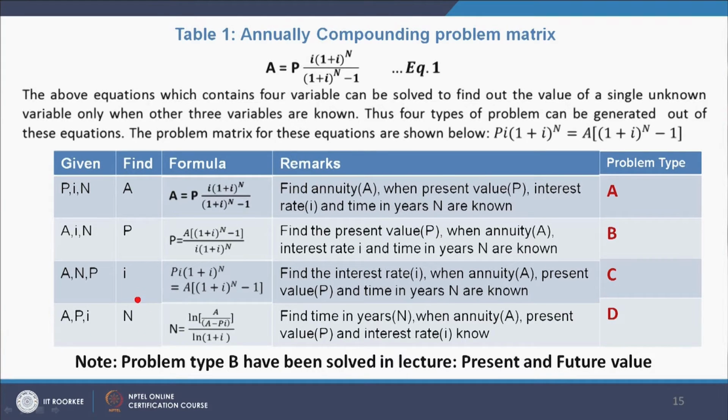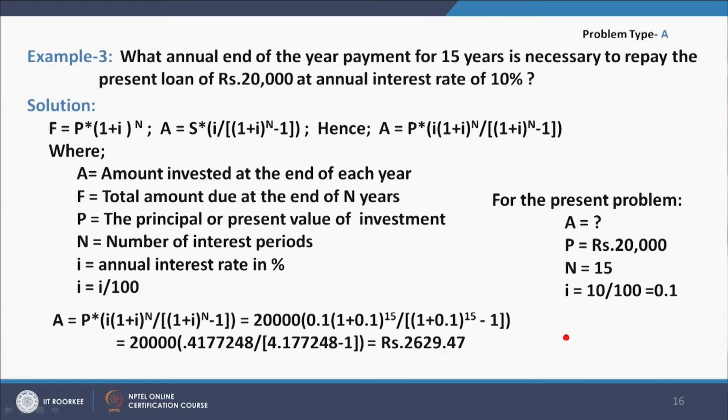We have to find out the value of n, and n is given as n is equal to ln in brackets A divided by A minus P I, whole divided by ln of 1 plus I. In this problem, find the time in years n where annuity A, present value P and the interest rate I are known. Such type of problem is called problem type T. Now, let us take problems. First we take problem type A.